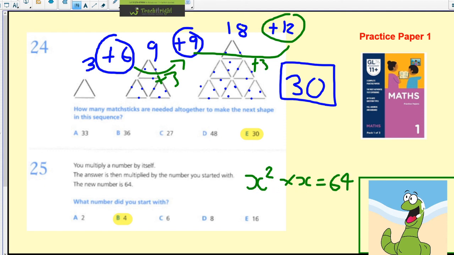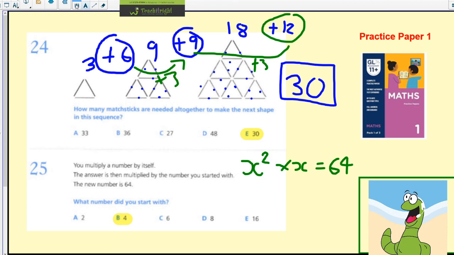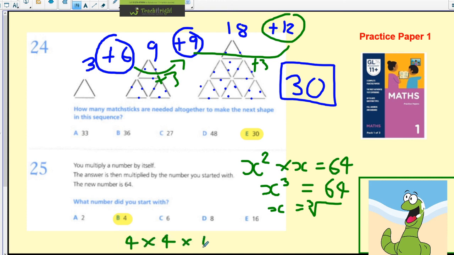Now what's interesting is, by the way I've set it out here, I know using algebra that I can simplify that to say x times by itself 3 times, or x, if you don't like x, it'll be a question mark, equals 64. And in order to find out what x is, I have to do the cube root. Or basically, what number times by itself 3 times gets you to 64? And the answer in this case is 4 times 4 times 4 equals 64.